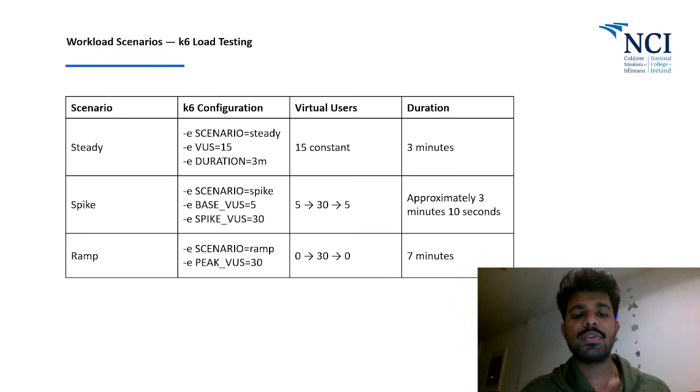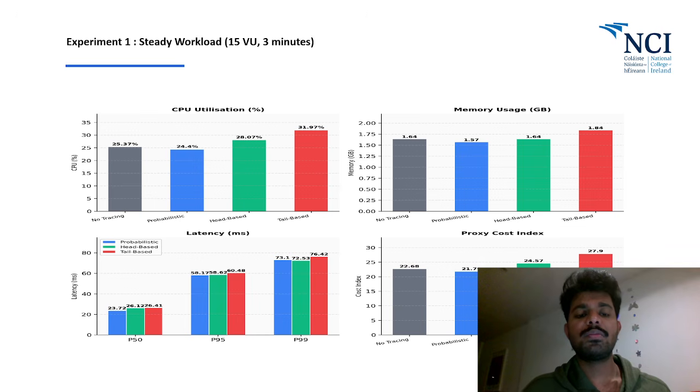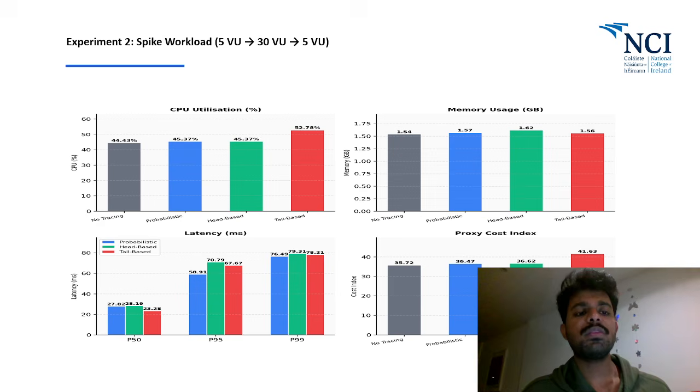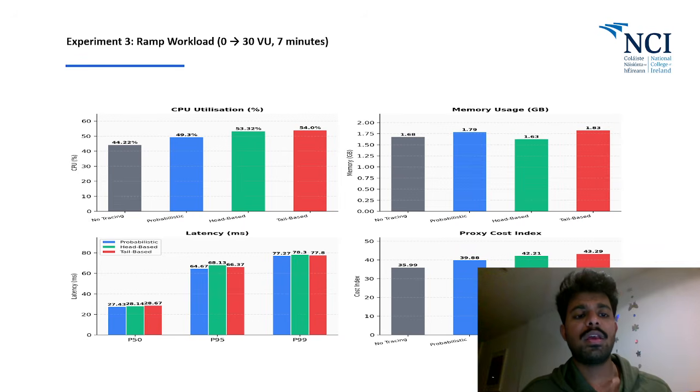The steady scenario uses 15 virtual users for 3 minutes. The spike starts with 5 virtual users, goes up to 30, and returns to 5 over 3 minutes 10 seconds. The ramp scenario starts at 0, goes up to 30, and comes back down to 0 over 7 minutes. So we are using four load test cases. These are experiment number 1, for the steady load, the spike load, and the ramp load.